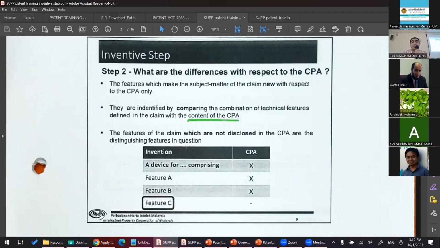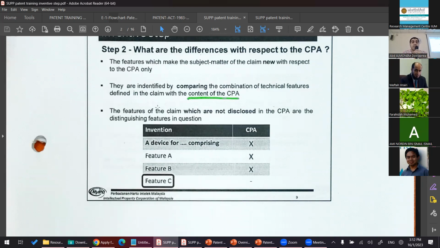So what are the differences with respect to the closest prior art? The features which make the subject matter of the claim new with respect to the prior art are identified by comparing the combination of technical features. The features of the claim which are not disclosed in the prior art are the distinguishing features. For example, we call it the invention because it's not yet patented, or your future patent application. So a device comprising features A, B, C, where the prior art is lacking feature C. So this is the feature we are looking for.